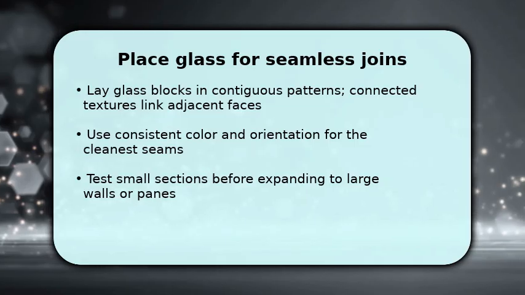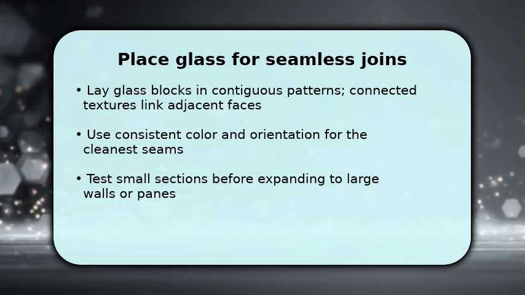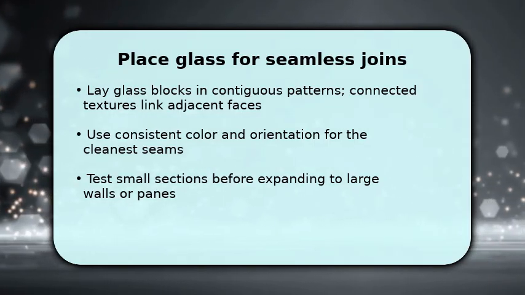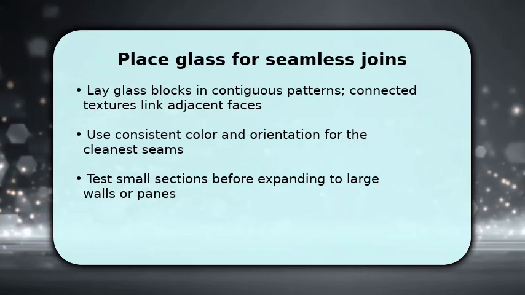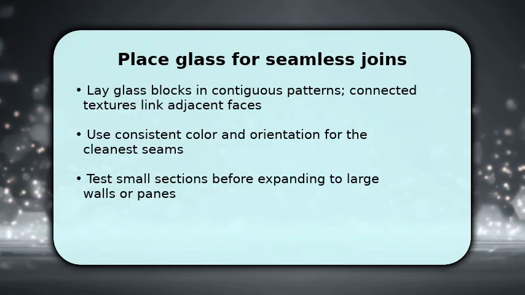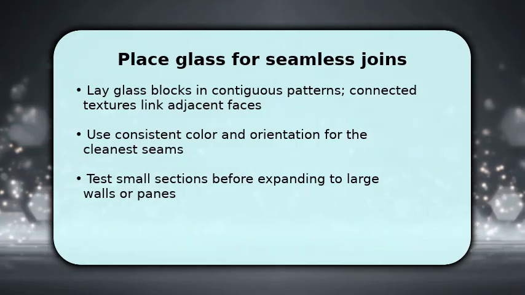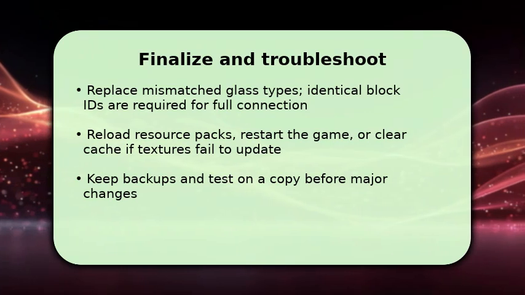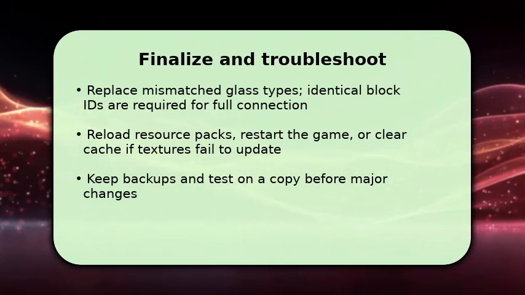Once a sample row looks correct, expand upward and sideways, testing how corners and T-junctions render. Make sure to reload the resource pack if textures don't appear instantly. If seams still show, check block types and variants for mismatches. Finish by inspecting the whole structure and correcting any breaks in the pattern.